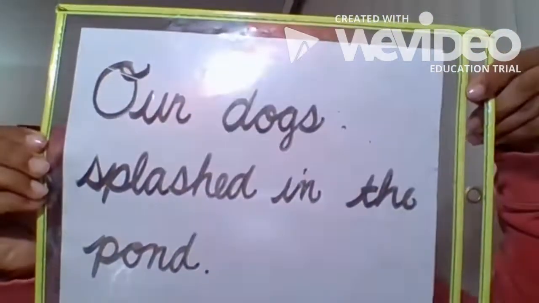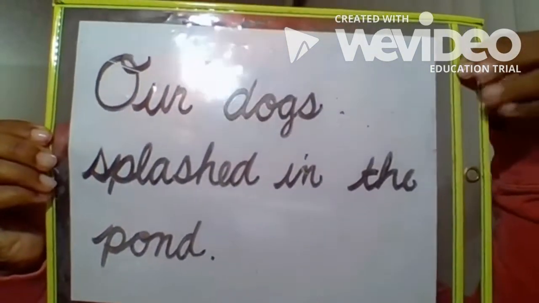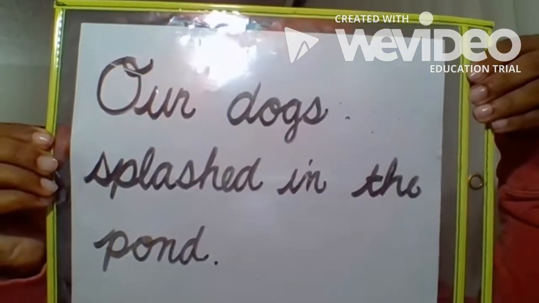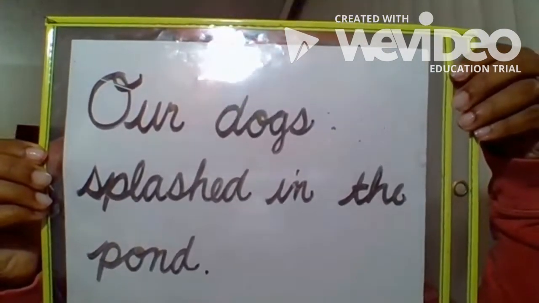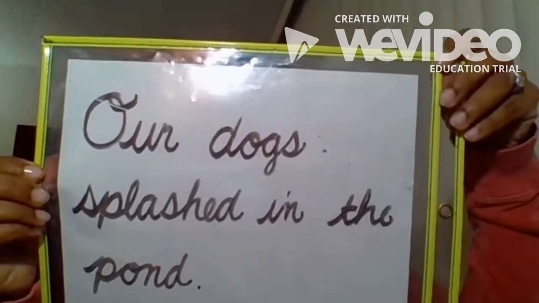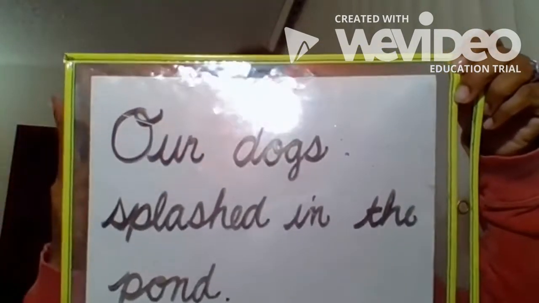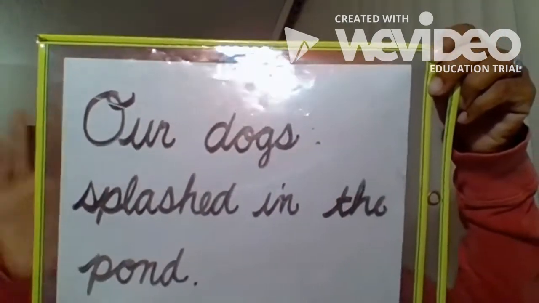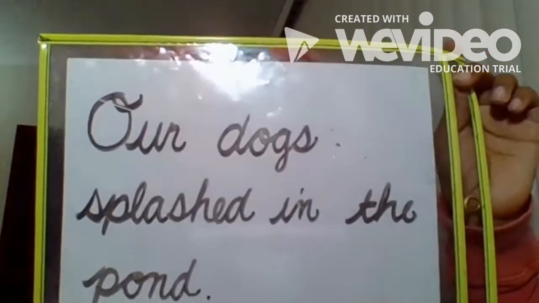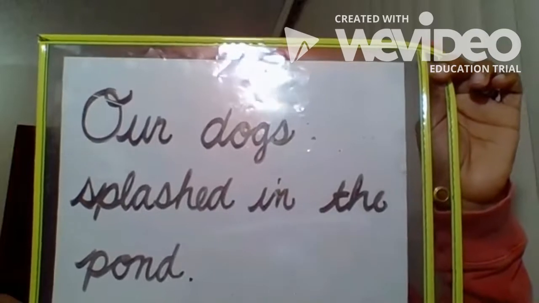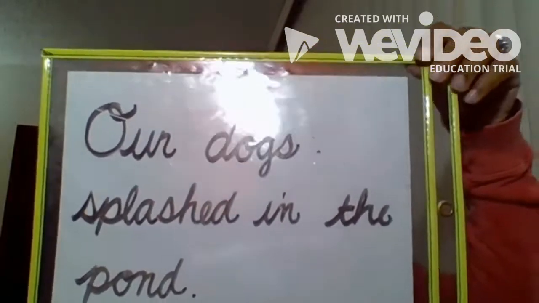This sentence says, our dogs splashed in the pond. What is the subject in this sentence? If you said dogs, you are correct. If you said our dogs, we're going to talk about that a little bit later when we talk about simple subject, simple predicate. What is the predicate of this sentence? If you said splashed in the pond as the predicate, you are correct.